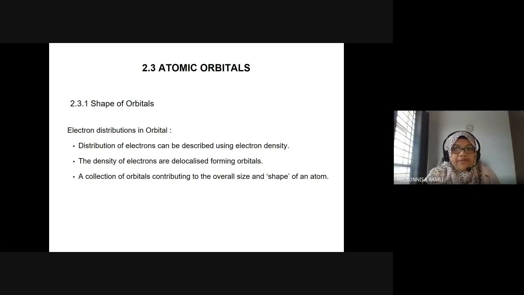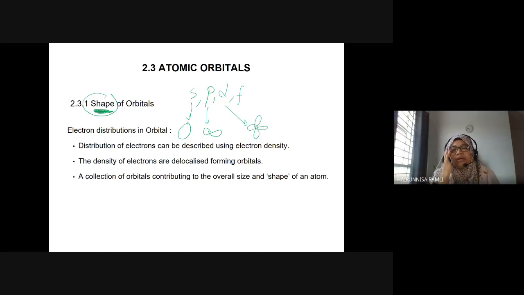Boleh. Okay, so for 2.3 nak determine shape tadi. Sebenarnya saya dah tunjuk dah. That's why saya nak laju je kat sini. So shape ni bentuk tadi kan? SPDF. Okay. So macam mana, kita kata S bentuk dia bulat, sphere. P bentuk dia macam dumbbell ataupun infinity. Kalau D ni macam empat balon yang diikat. Contohlah kan. So bentuk-bentuk ni actually dapat daripada electron density. Bukan dia imagine. Okay, dia tetapkan. Bentuk dia kena S mesti bulat.